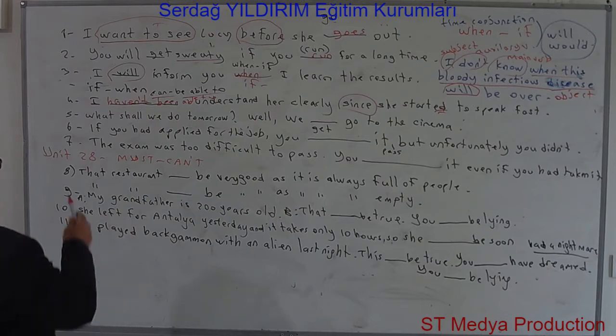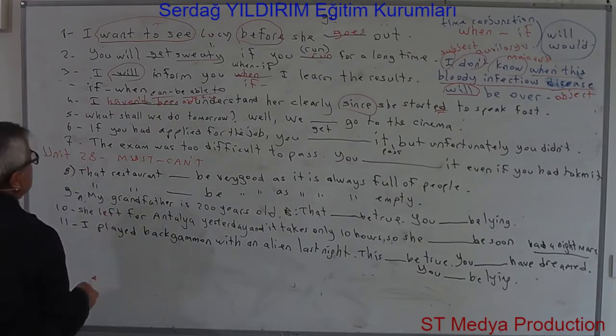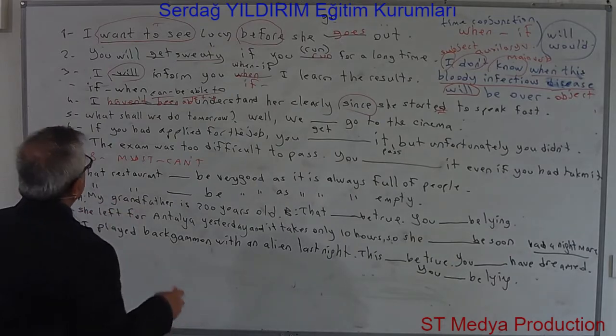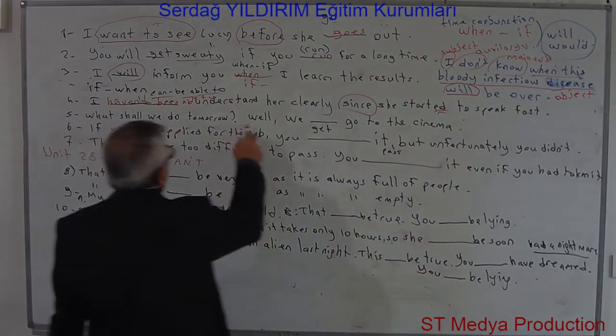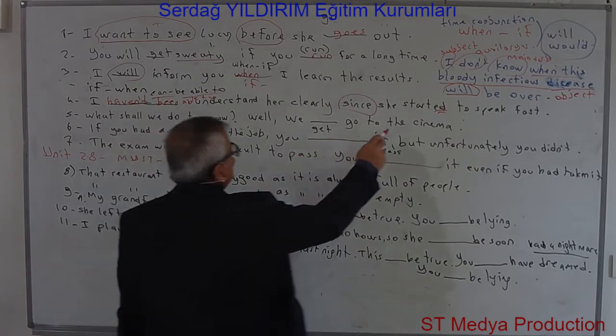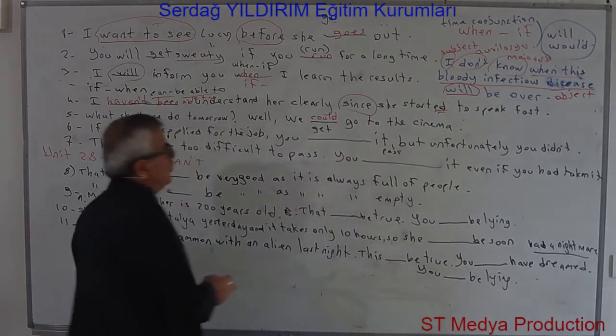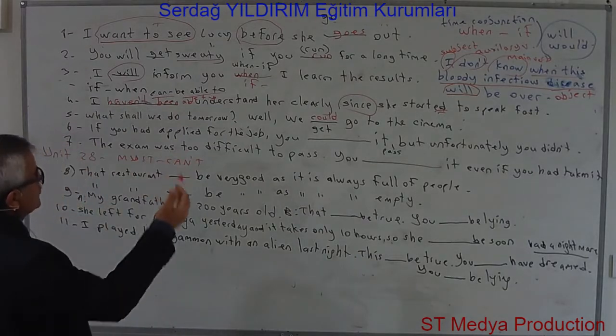Okay? Right. 5. What shall we do tomorrow? We did an example similar to it in our previous session. Okay? We'll go to the cinema. Again, we can say here, we could go to the cinema. Or we could get to the cinema.